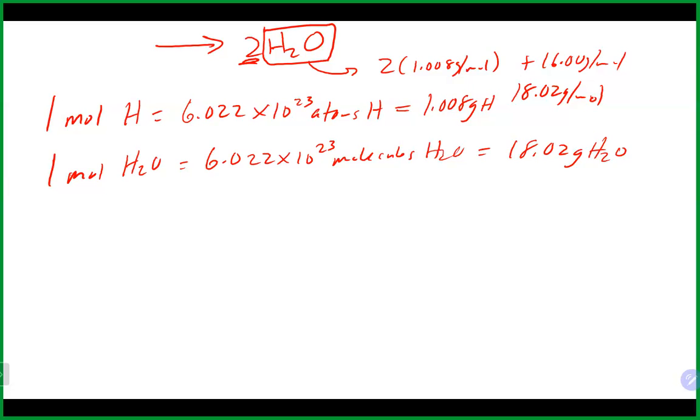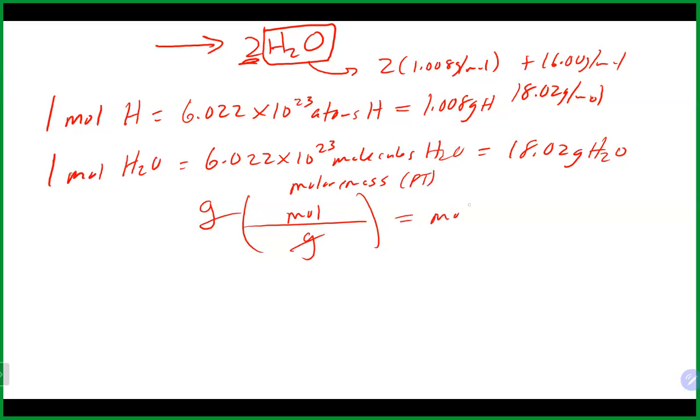So molar mass is our conversion factor to go from grams to moles. So we would divide by the molar mass from the periodic table, and our grams would cancel, and that would give us moles. If we have moles and we want grams, we will multiply by the molar mass, which also comes from the periodic table, and the moles would cancel, and that would get us grams in this case.